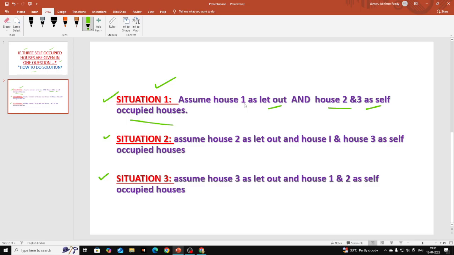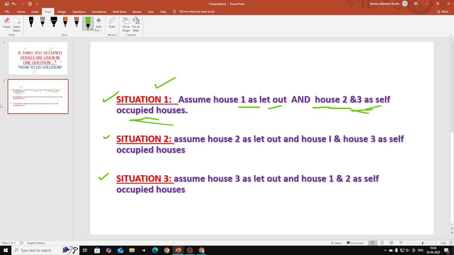Under situation 1, he assumes house 1 as let out, and the remaining two houses, house 2 and house 3, as self-occupied houses, and does the calculation. House 1 he treats as let out and calculates income from house property following the let out house format. House 2 and house 3 he treats as self-occupied and calculates accordingly.